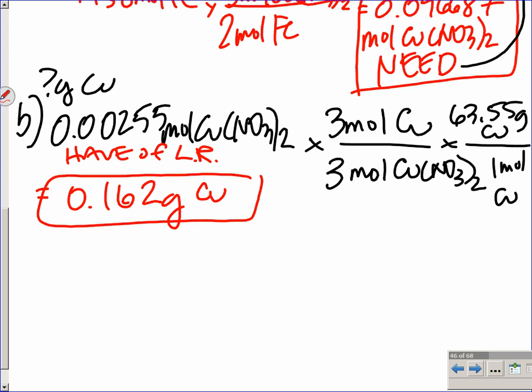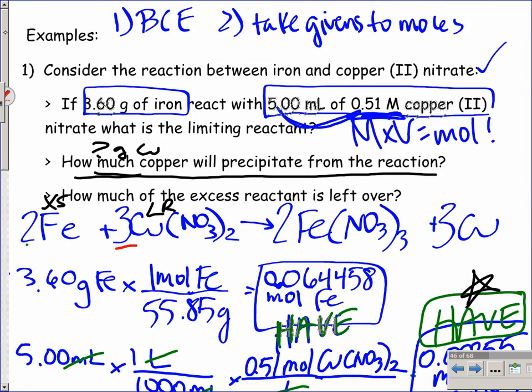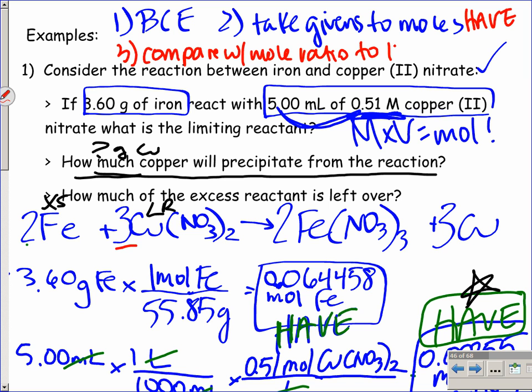All right, give me a thumbs up when I can do the last part for you. Okay, so we basically got our BCE, we took our givens to moles, then what did we do after we got to moles for both those 2 reactants? We compared it, so step 3 would have been compare with mole ratio to identify the LR. And then we proceeded with part B with the LR, limiting reagent, and we found our copper.